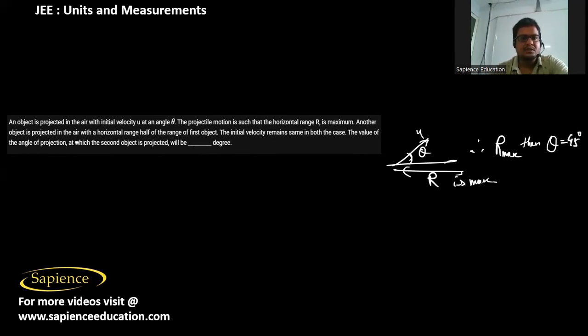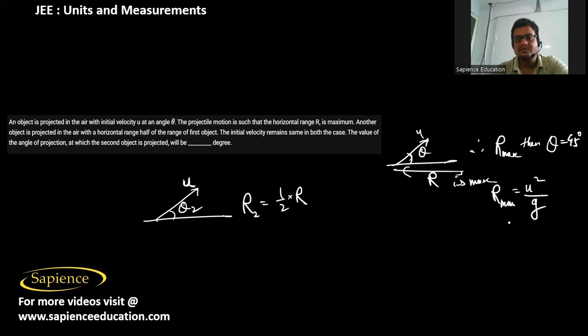Another object is projected in the air with a horizontal range half of the range of the first object. The initial velocity remains the same in both cases. The value of the angle of projection at which the second object is projected will be dash degrees. So the second object is projected at an angle theta 2 with the same initial velocity u, and here r2 is half of the range of the first object, so half into r. So the maximum horizontal range is given as u square by g. So r2 is u square by 2g.